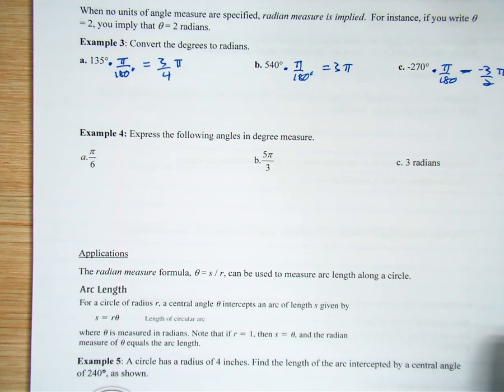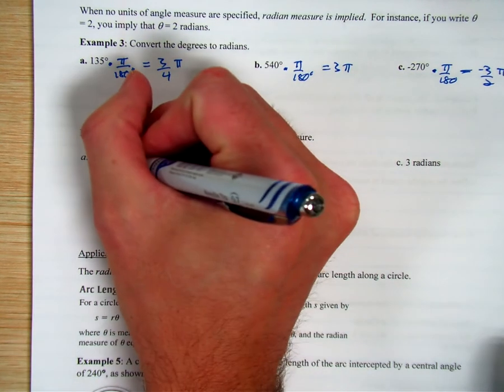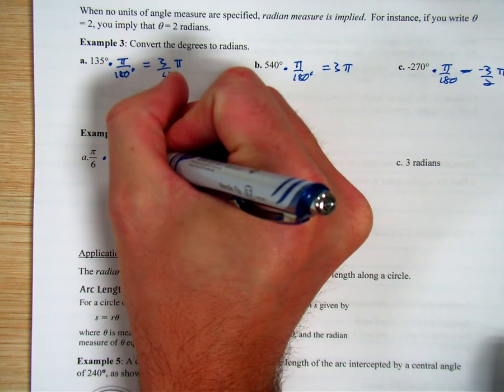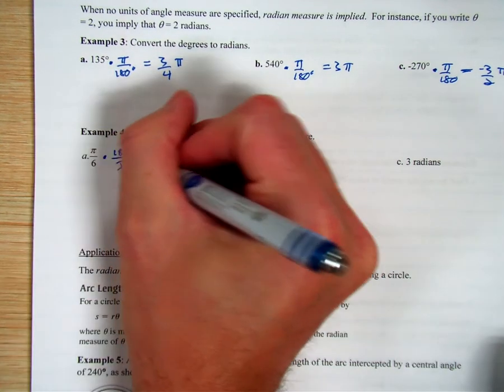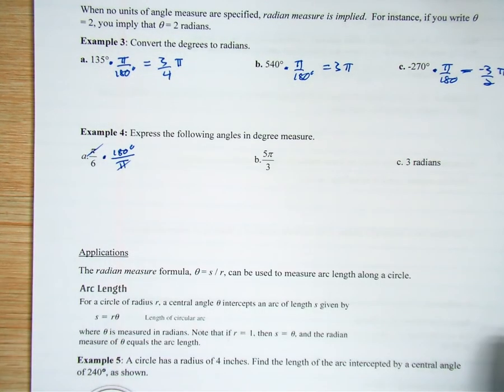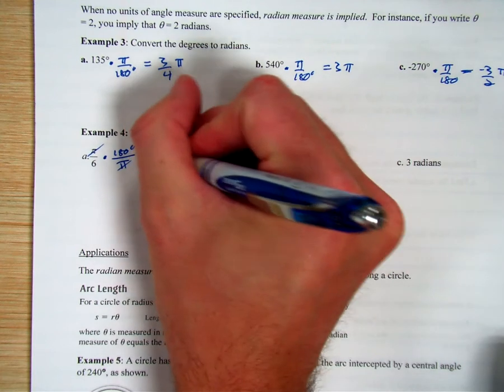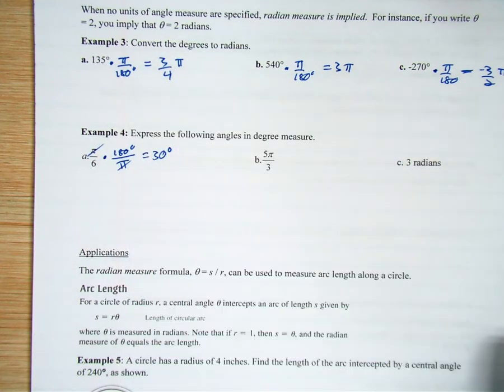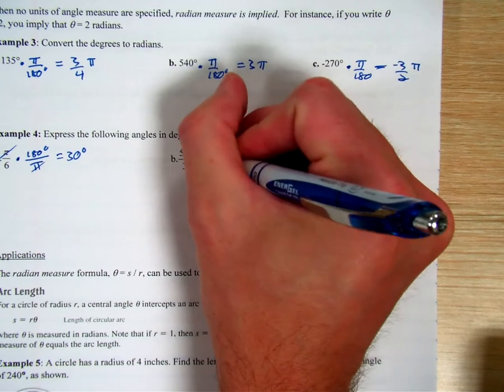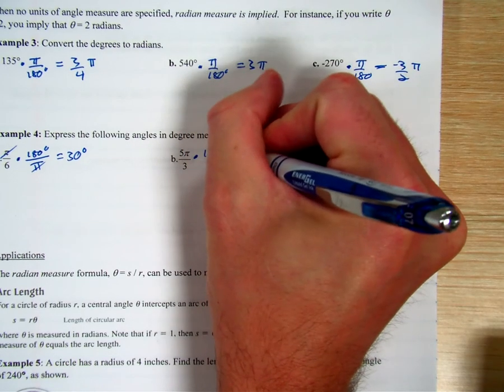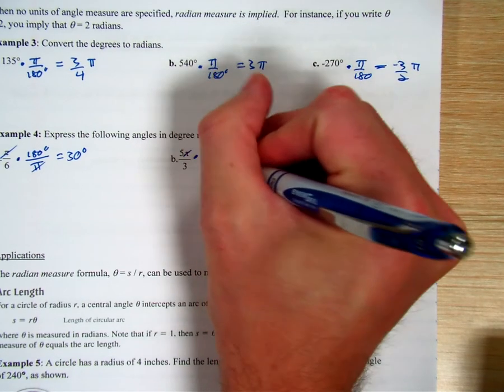Changing radians to degrees. Okay, you got pi over 6. Let's times by 180 degrees over pi. Pi's cancel out. 180 over 6 reduces to 30 degrees. 5 pi over 3 times 180 over pi. Pi's cancel out.